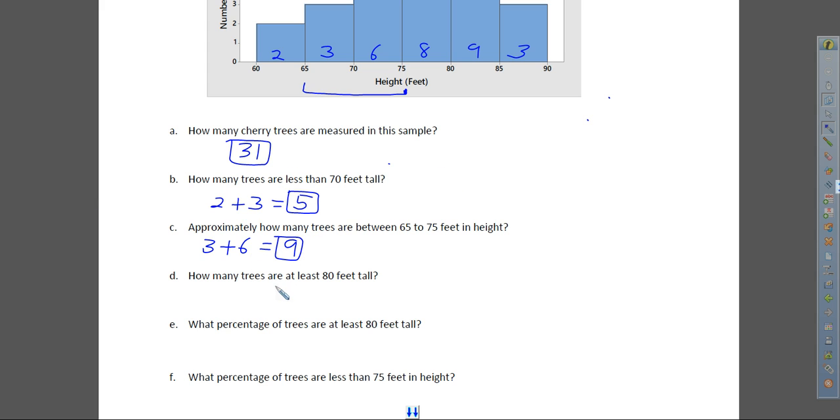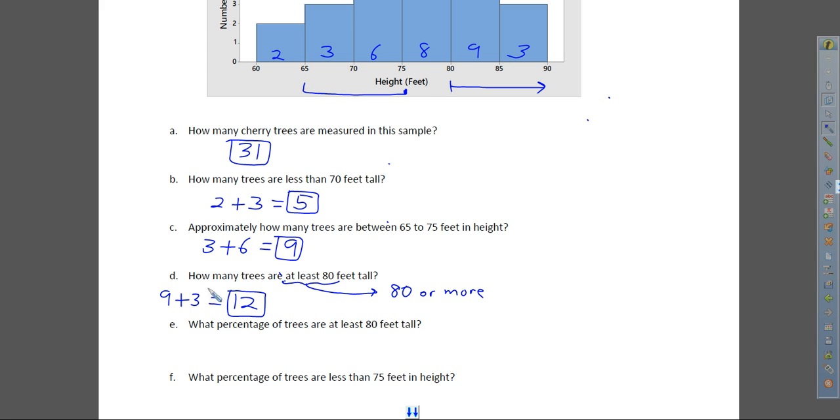How many trees are at least 80 feet tall? So what does it mean to be at least 80 feet tall? If I said you're at least 5 feet tall, what does that mean? That means you're 5 feet tall or more, right? So at least 80 means that you're 80 or more feet tall. That's the trees we're looking at. So here we have our 80 or more, so we're looking in that direction. That's 9 in that bin, and then 3. So that'll give us 12 trees that are at least 80 feet tall.